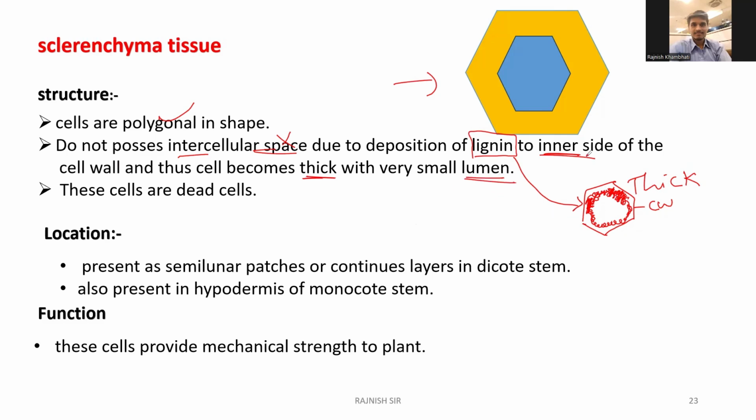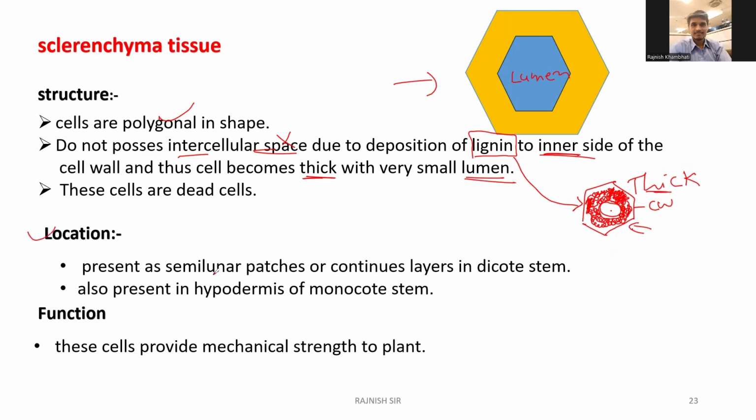Now, what is lumen? The center portion is called lumen. Because the lignin is deposited inside, the center portion is very, very small. So lumen is small. Clear? Again, the cell is hexagonal. Inside, they will deposit lignin, because of which the cell wall becomes thick. The lumen is small. And they do not have intercellular space, from the diagram.